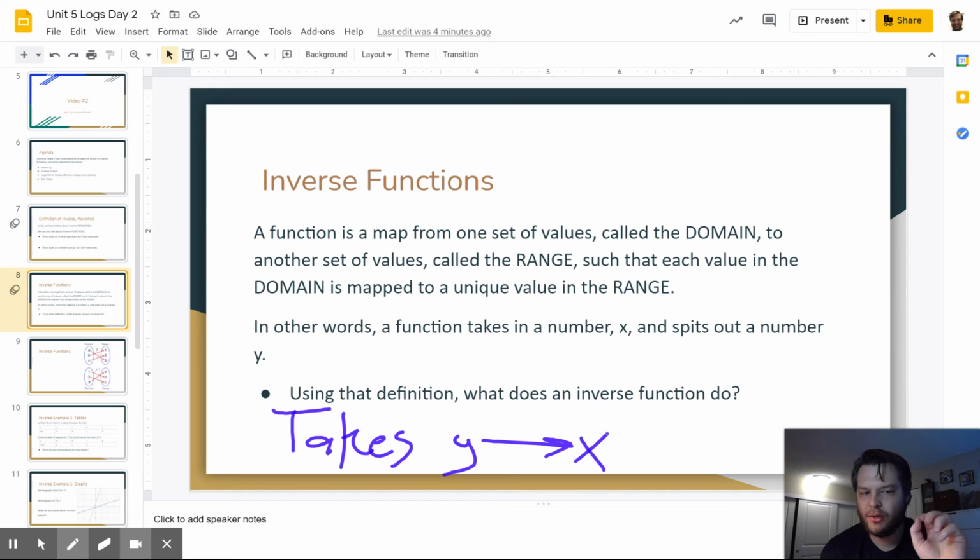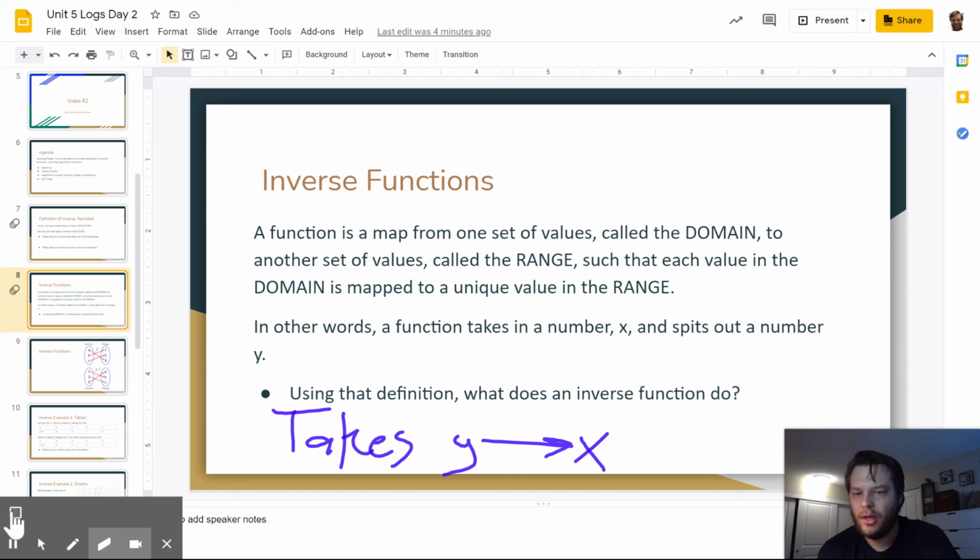It doesn't change numbers from plus to minus. It doesn't change numbers necessarily from a fraction to a whole number. It switches your X and Y. So keep that in mind because that's a common misconception. People try to do all kinds of fancy things with the function. It takes the Y's as is, the exact Y values from the original function, and it spits back out the corresponding X values. That's what an inverse function does.